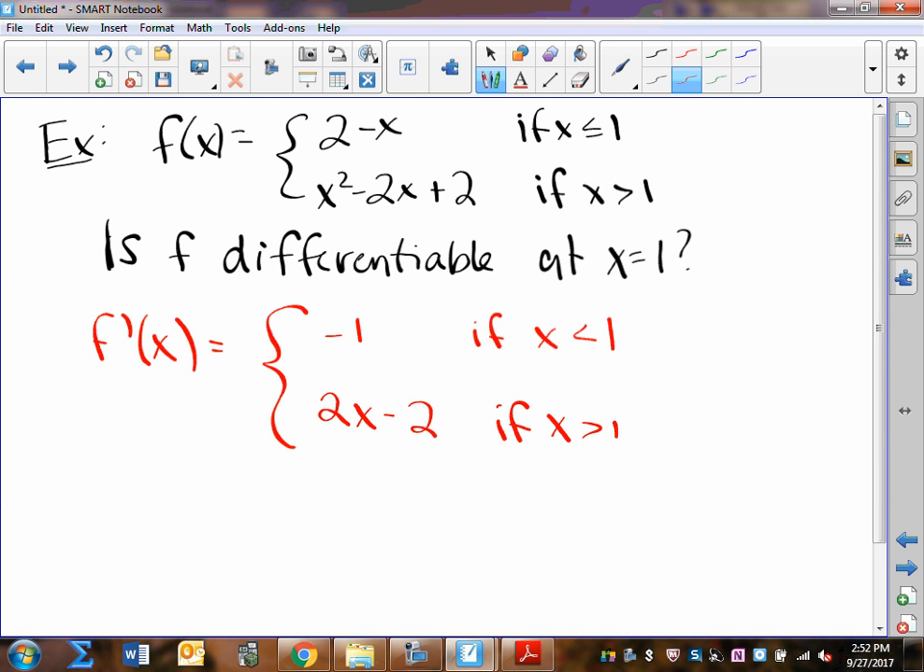In order for it to be differentiable, the derivative from the left needs to be the same as the derivative from the right. So what is my derivative from the left of 1? Isn't this the left-hand part? So what's my derivative there? Negative 1. Let's see how this compares to my derivative from the right. If I take 1, put it in, what do I get?